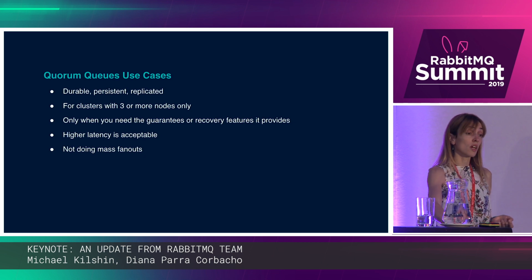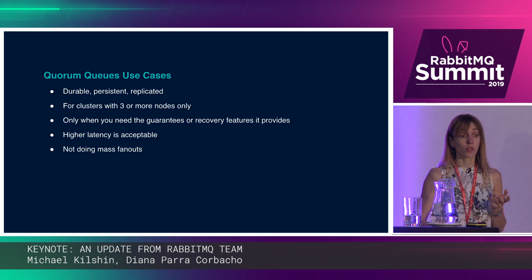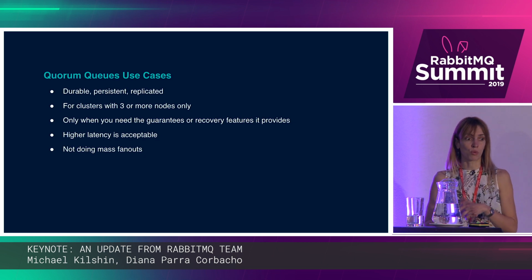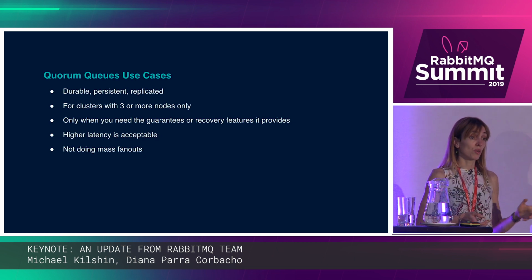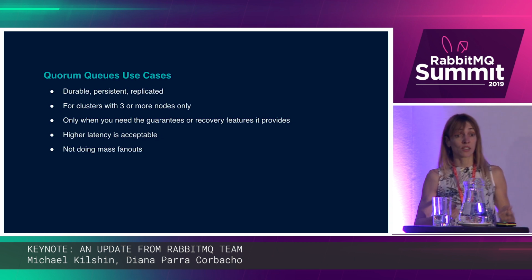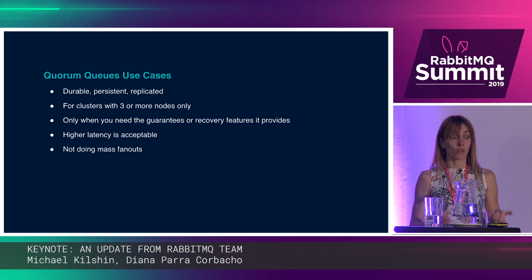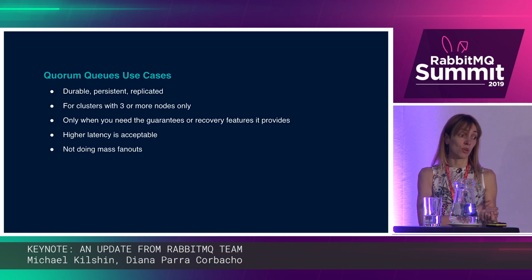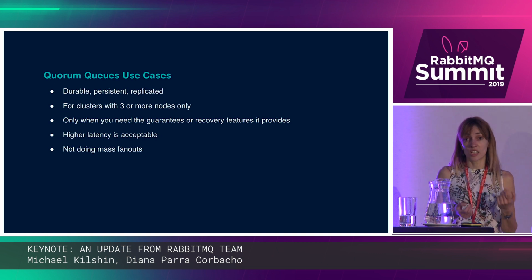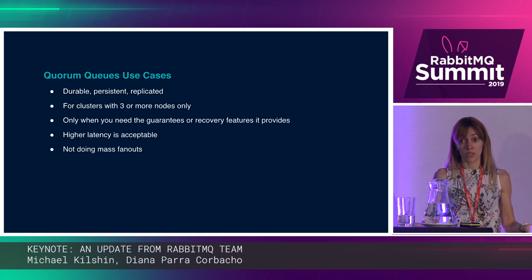So, as we see, there are some differences between mirror queues and quorum queues. So the use cases are a bit more specific for quorum queues. You will choose quorum queues when you want that durability of the data, when you need persistent messages that are replicated, and when you want a high consistency on them, on all your data. You need at least a cluster of 3 nodes. If you are using a single node or 2 nodes, you are better using mirror queues.